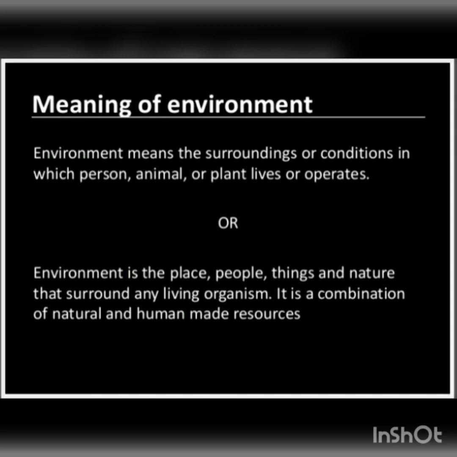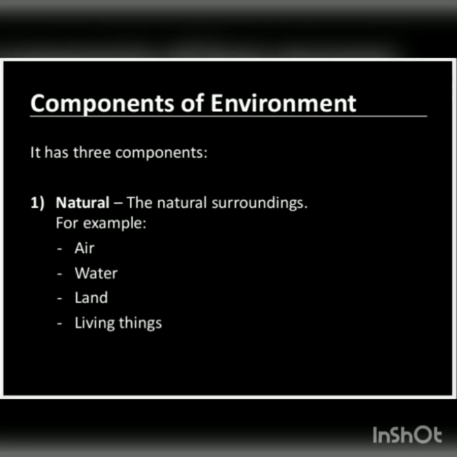Now, coming to the components of environment, we have three components: natural components, man-made components, and the human components. In natural components, the God-made components: air, water, land, and living things. The natural components are the ones that are made by God. Then we have the man-made components. Let's move on to the next slide first. These are the natural components.